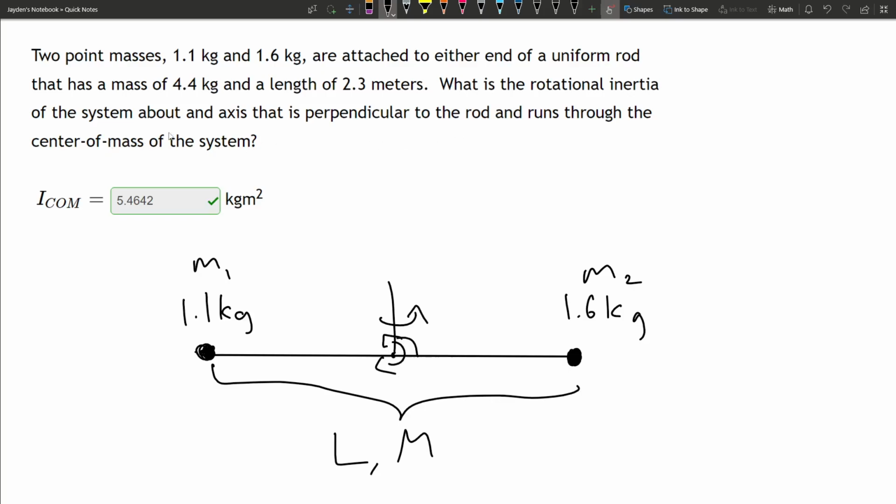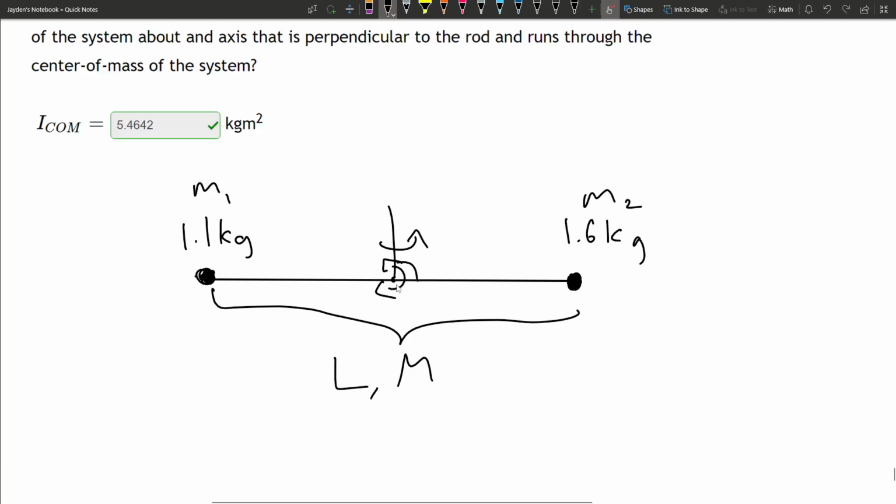And we're looking for the center of mass of the system. So it's not just going to be smack in the middle. The center of mass is going to be displaced because this mass is heavier, so it's probably going to lean a little bit towards this side. So let's get back to the center of mass formula.